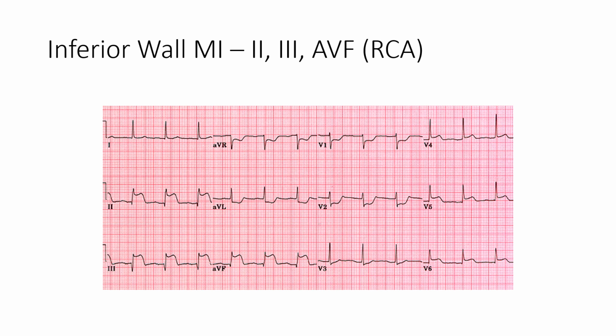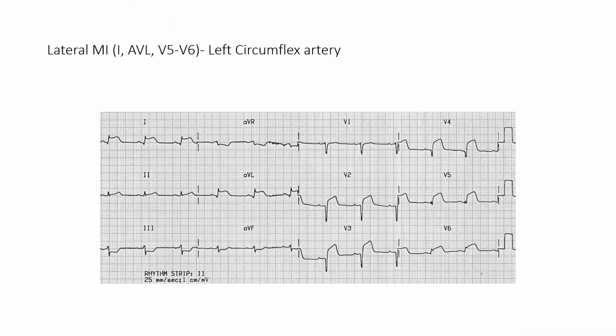ECG shows different patterns depending on the involvement of part of the myocardium. For example, in inferior wall MI, there is involvement of the right coronary artery, and we can see ST segment elevation in leads 2, 3, and aVF. Lateral myocardial infarction is the involvement of the left circumflex artery, where there is ST segment elevation in leads 1, aVL, V5, and V6.